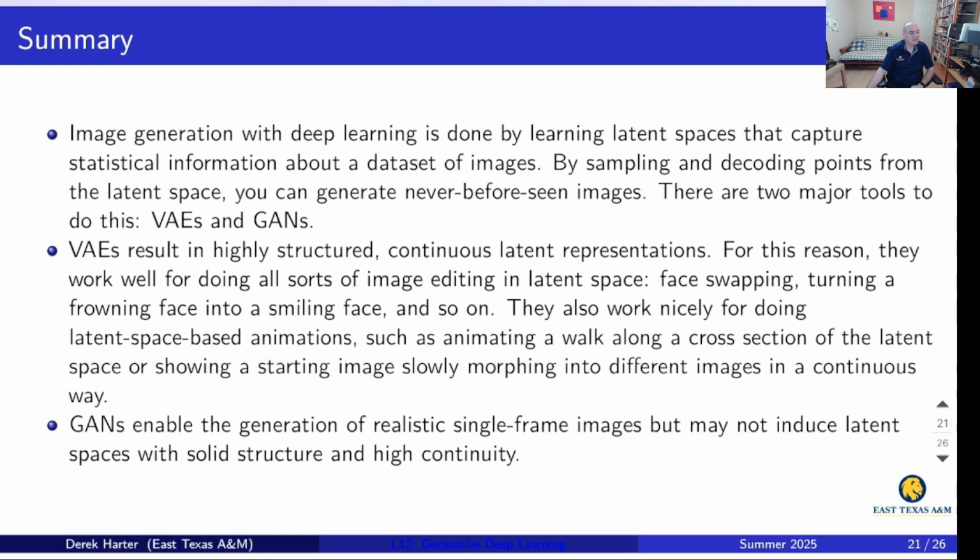All right. So that's it for our discussion here on variational autoencoders. Just a couple things you ought to remember from this section. Image generation, one way to do it, and the way that probably the most popular generative image systems right now are doing it, is by creating a latent space. They might be doing it in different ways, but creating some kind of a learned latent space of the images that captures statistical information about your corpus of images. Then by sampling and decoding points from that latent space, you can generate never before seen images.